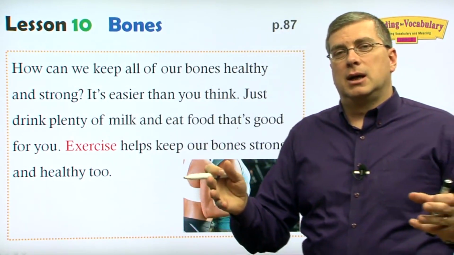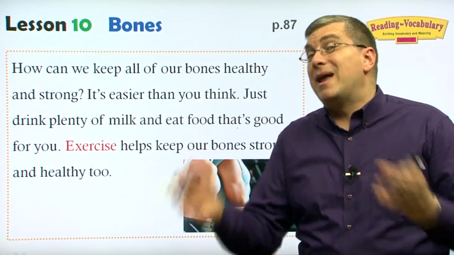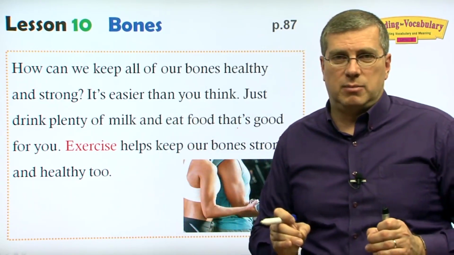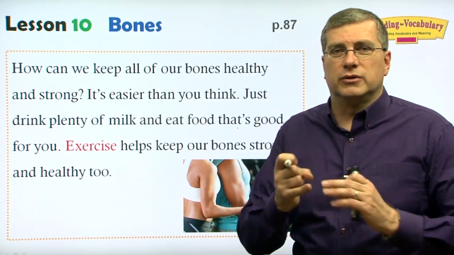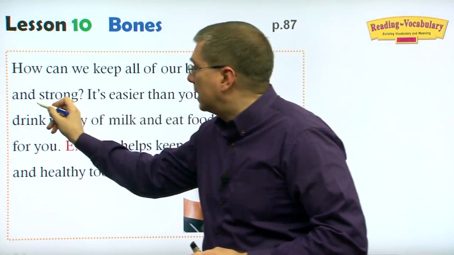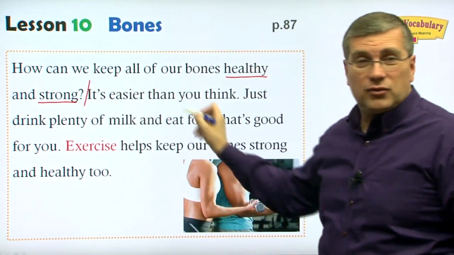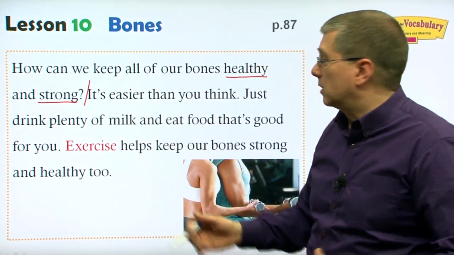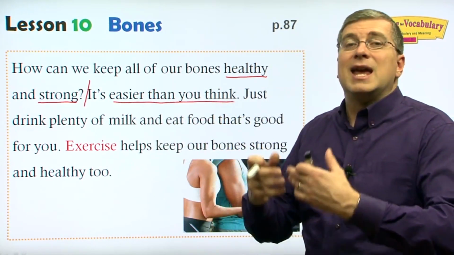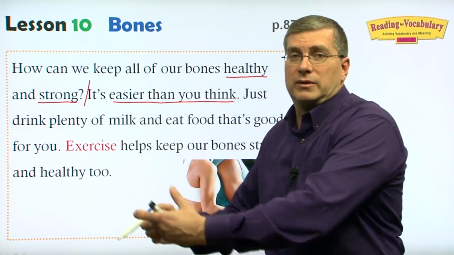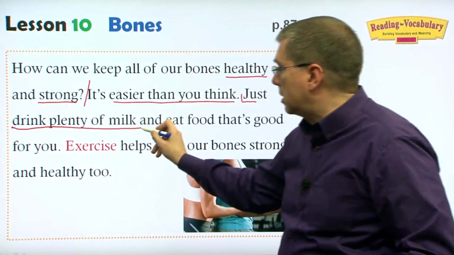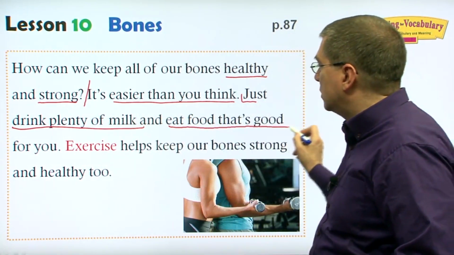Okay. How can we keep all of our bones healthy and strong? So, we've talked about types of bones, shapes of bones, how many bones we have, but we also want to talk about in this passage, how do we protect our bones? How do we make sure our bones are strong and healthy? Very important, right? That's the question. So after the question, we're going to find the answer. It's easier than you think. That's not the answer. That's just telling us it's easy to do what we want to do, okay? The answer starts here. Just drink plenty of milk and eat food that's good for you.